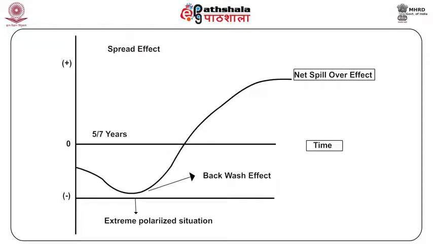So the zero point and the starting point, as you see in this particular diagram, generally people say it takes 5 to 7 years, but it is not guaranteed. It depends on the process, the political and economic aspects, and so many things that we have already mentioned. And then after that, the curve goes up. It is almost an S curve you see in this diagram, and this is called the net spillover curve, and that is the overall impact of the development.